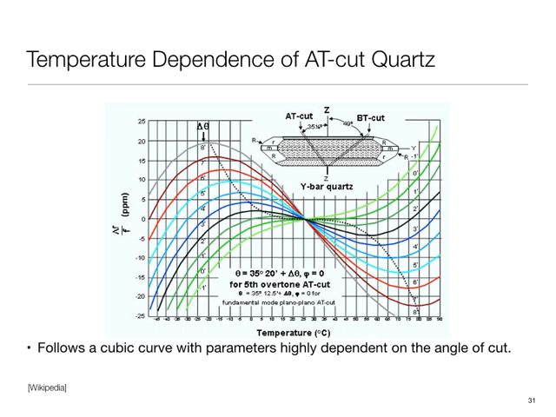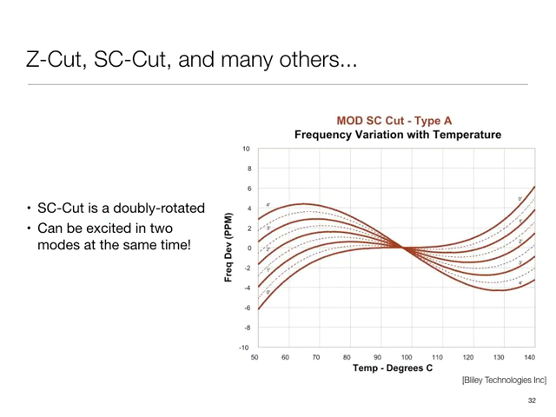So TCXOs, the temperature compensated crystal oscillators, in effect measure the temperature and then compensate for it. But one could also do these things entirely in software. These curves are cubic; again, the underlying physics dictates that.